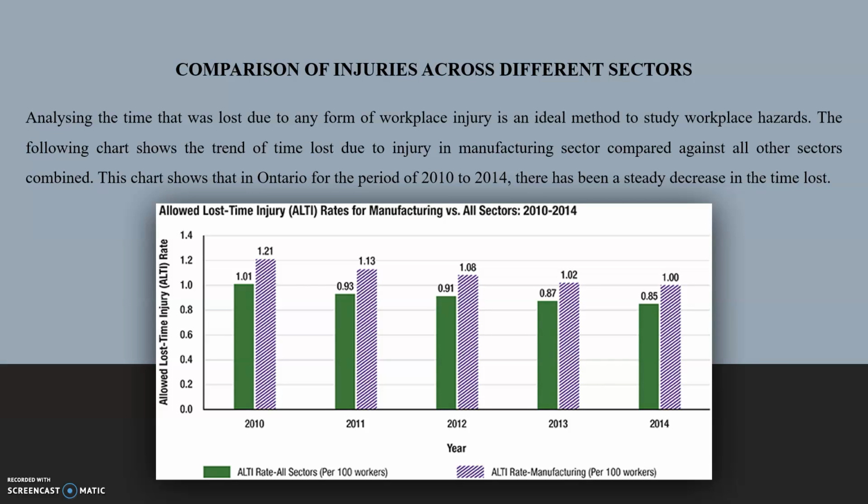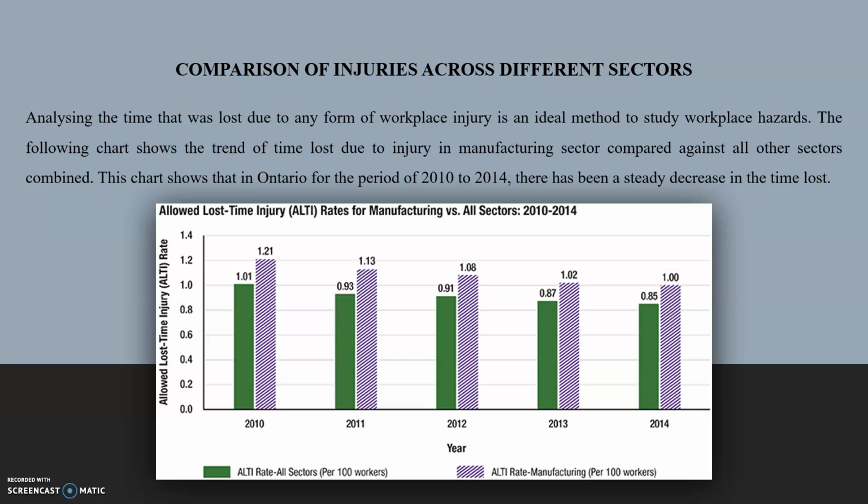In the final case study, we are comparing the injuries across different sectors in Ontario for the period of 2010 to 2014. Here, the study is done based on calculating the time that is lost at work due to injury. It needs to be specially noted that the time lost to injury at manufacturing plants has stayed high across the time period in comparison to the time lost to injury for all other sectors combined.